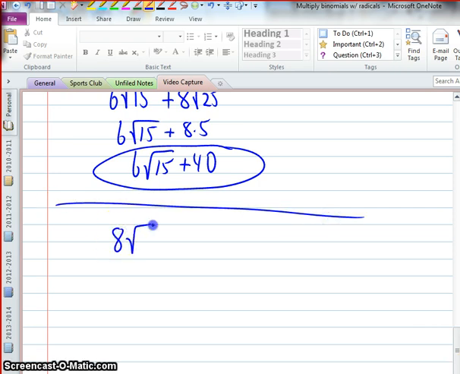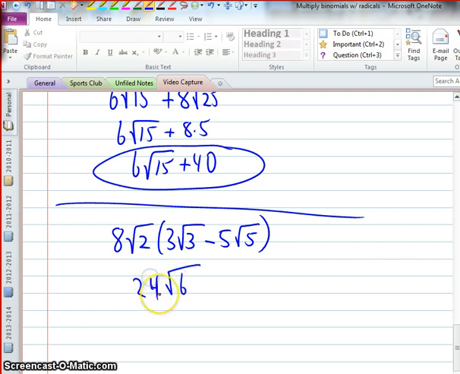I'll show you this one, and then I'll show you a monster at the end. And if you can handle the monster, you're going to do just fine with all this. Okay, so in this one, it looks like 8 times 3 is 24, square root of 2 times square root of 3 is 6, and 8 times 5 is 40, this is 10. Okay, that one was pretty straightforward. Didn't have to simplify any of the radicals, which is good.